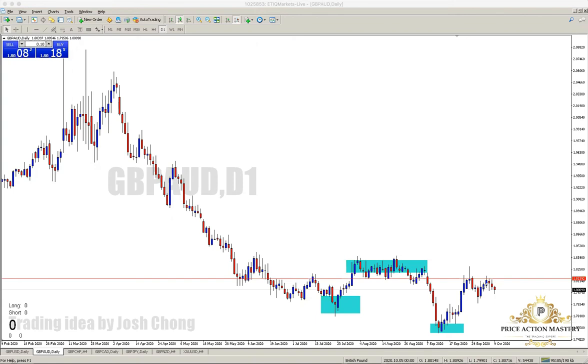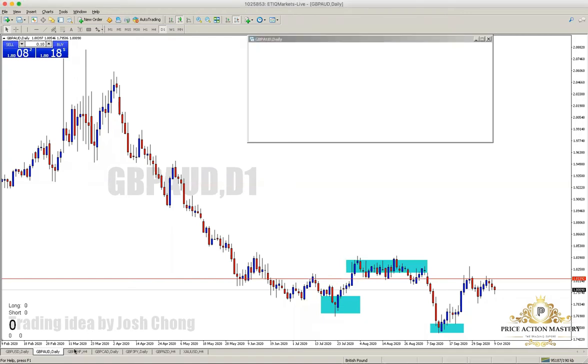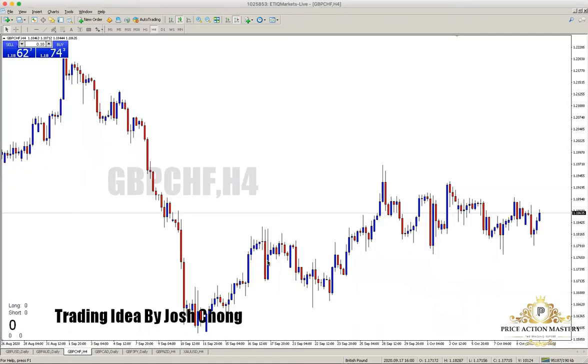Of course, for a safer entry, we're going to wait until the setup is formed. Then let's go for the next. For GBP Aussie, I'm not favoring it, but we do need to do the work of analysis.